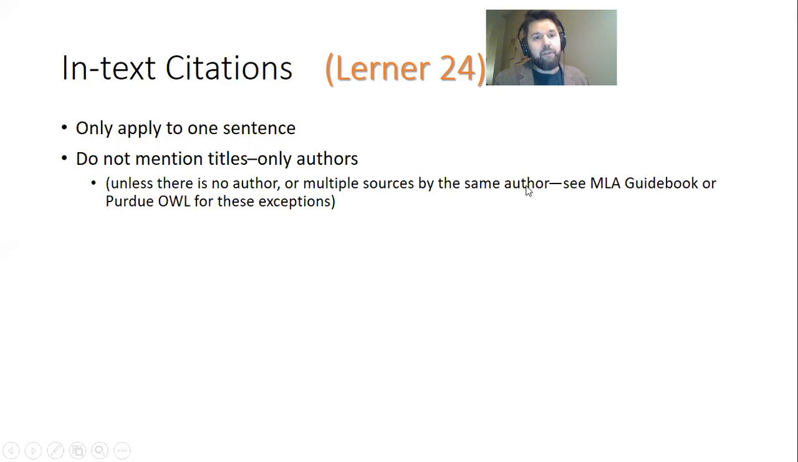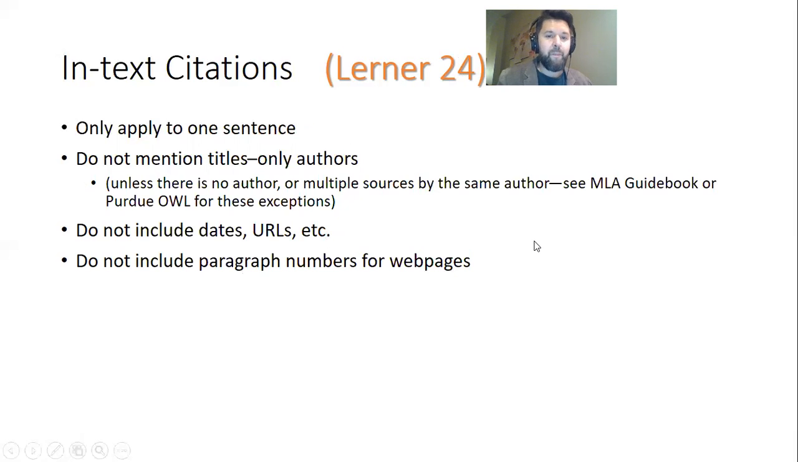There's an exception to that. So if there's no author, like that first one we saw, the ballad of, I forgot what it said, but the ballad example, there's no author there. So then that would be one where we would refer to the title in the in-text citation. If there's multiple sources by the same author, that's an exception too. So you want to check out Purdue OWL for those rare exceptions. But I think for our class, at least, that's not going to happen. Don't include dates, don't include URLs, no years, no HTTP, nothing like that, no www. Don't include any of that in the in-text citation.